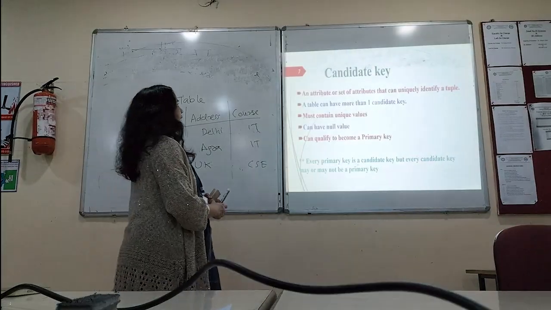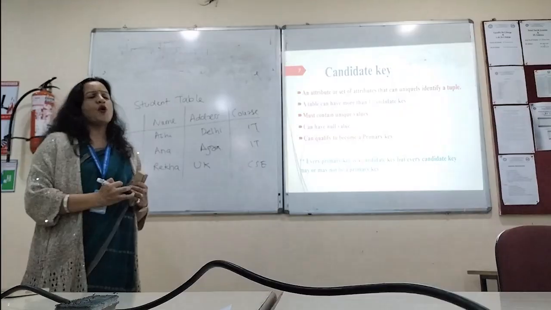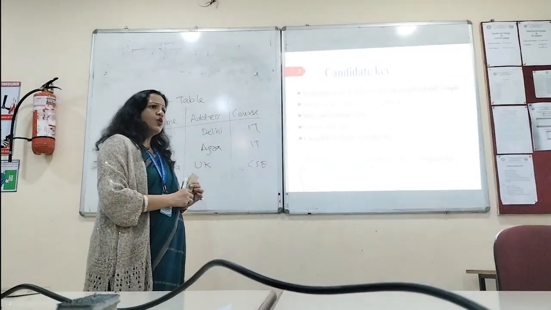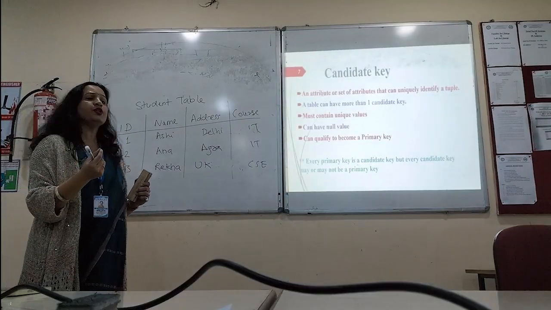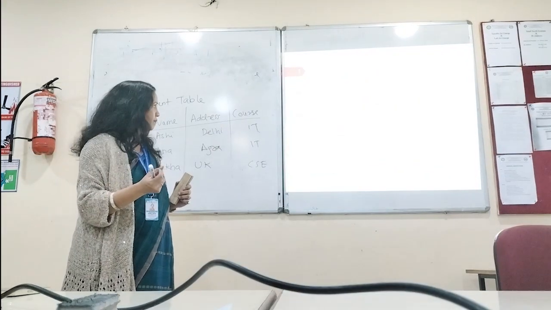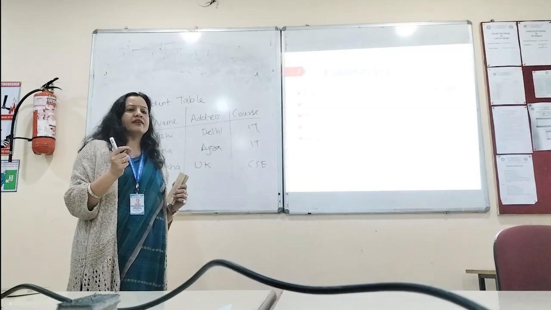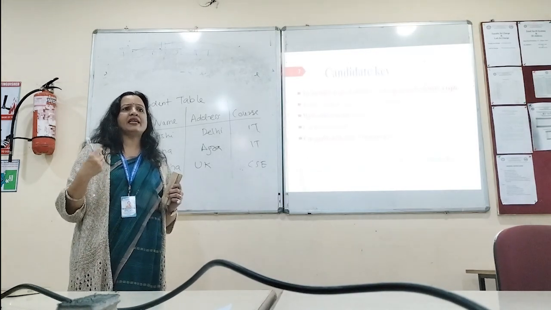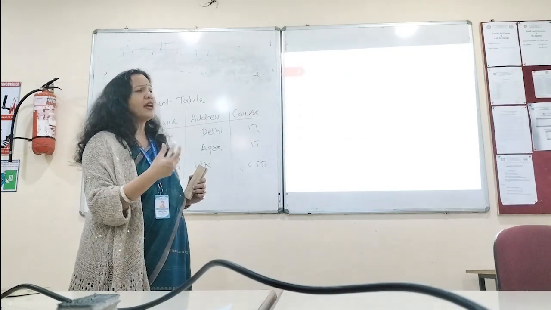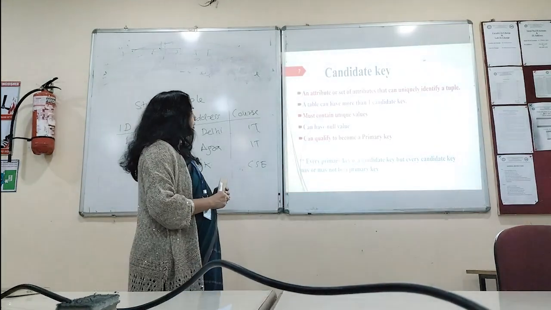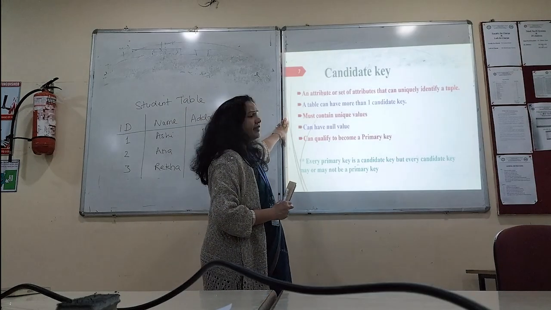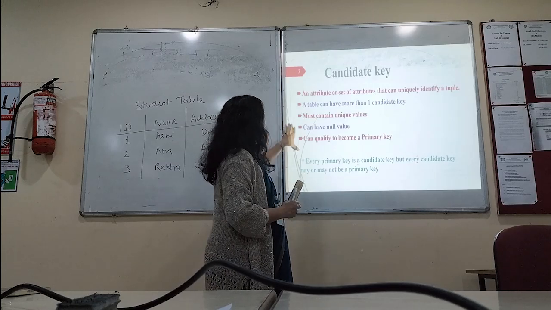Now next is candidate key. This is a very important key. You should know that it could be an attribute or a set of attributes that can uniquely identify a tuple, right? So you will wonder what is the difference between a primary key and a candidate key, because both are uniquely identifying a tuple. I will tell you this difference later. First we will see the points about candidate key.